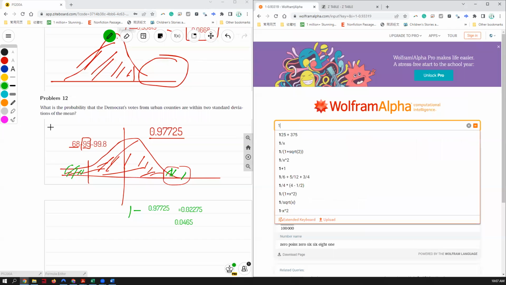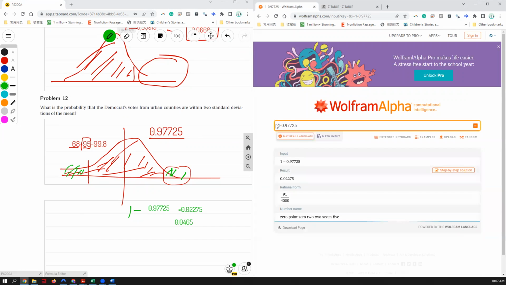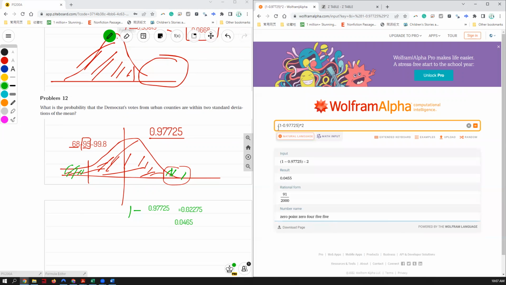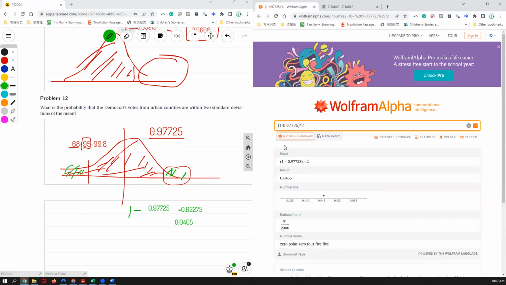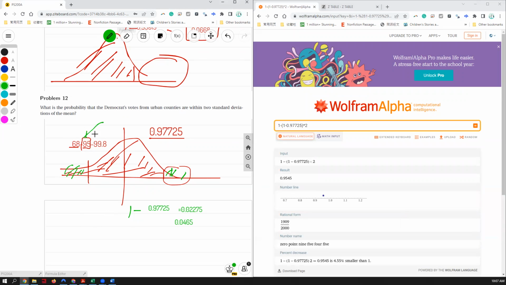Yeah, let me use a calculator. 1 minus 0.97725, and then multiply that by 2. Okay, so this is the sum of the tails, right? 0.0455. Okay, and that's the tails, but I don't want the tails on the middle part, so let me subtract that. So 95.45%, which is close to what I expect. So 0.9545 is our answer here.